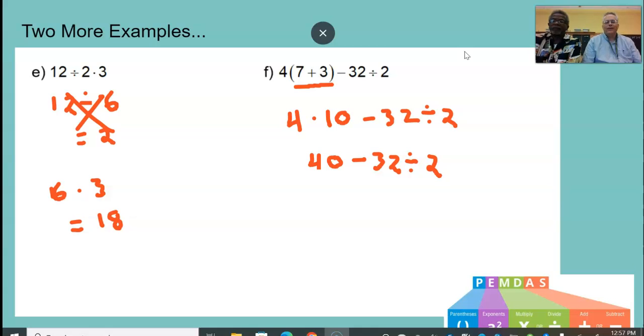Well, the next symbol we see is the subtraction symbol. But before that, what do we see? We see division. Right. So what are we going to do first? We're going to do division first. Yes. So 32 divided by 2 is 16. Yes, it's going to be a negative 16. And so 40 minus 16. Should be 24.